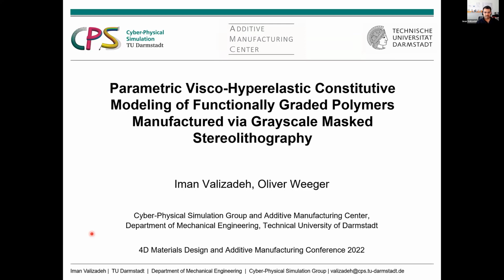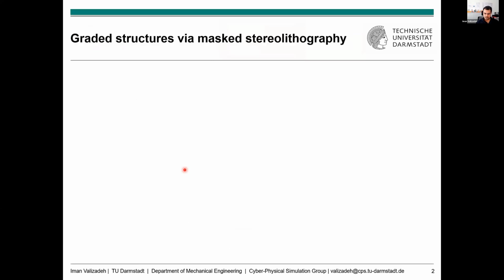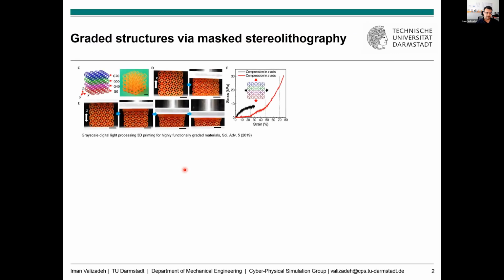Today, I'm going to present our recent research, which is the parametric Visco-hyperelastic constitutive modeling of functionally graded polymers, which are manufactured by the grayscale masked stereolithography method. Let me start by introducing some of the applications of this printing method.